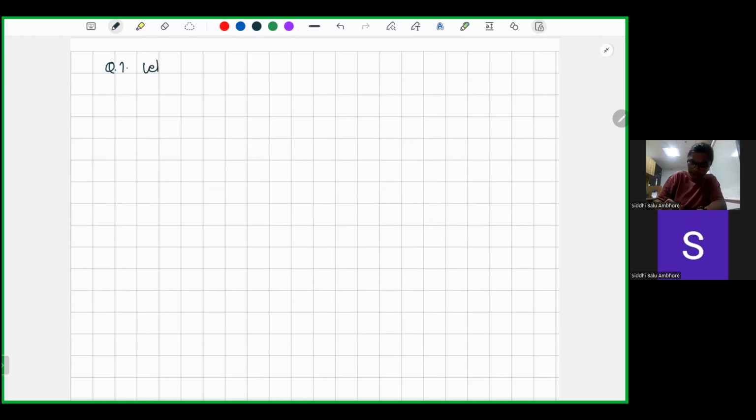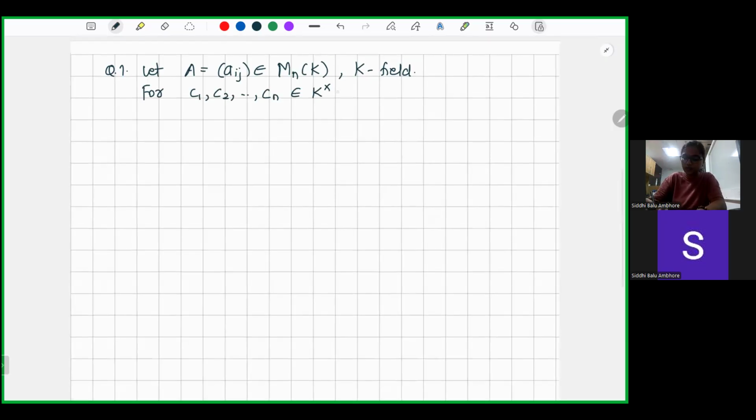So let A = (Aij) be in Mn(K), where K is a field. I hope you know what this Mn(K) means. I will recall it. For C1, C2, ..., Cn in K star. So this K cross means non-zero. This K star means K minus just this zero since K is a field.